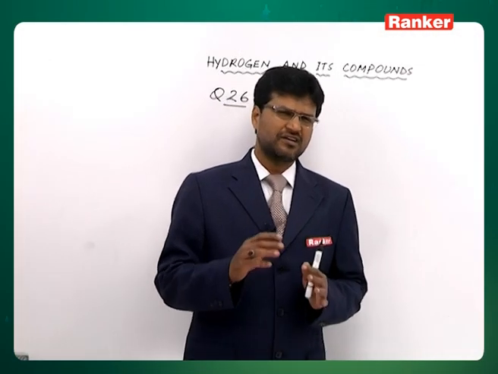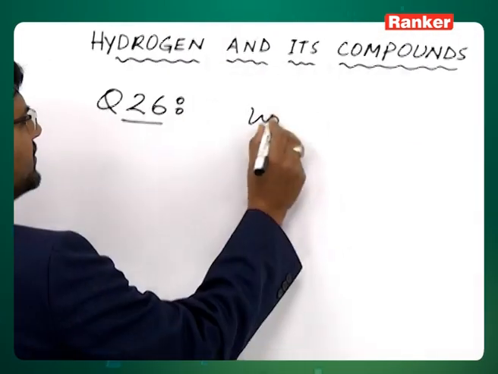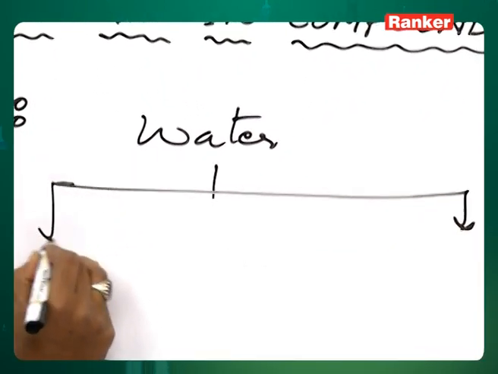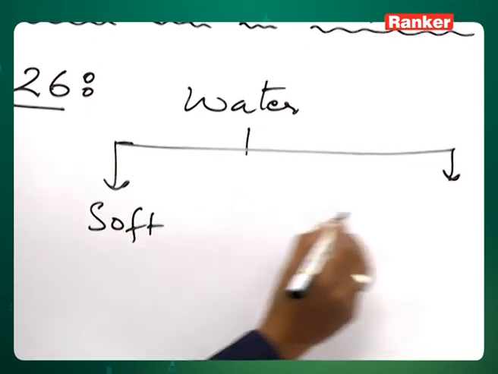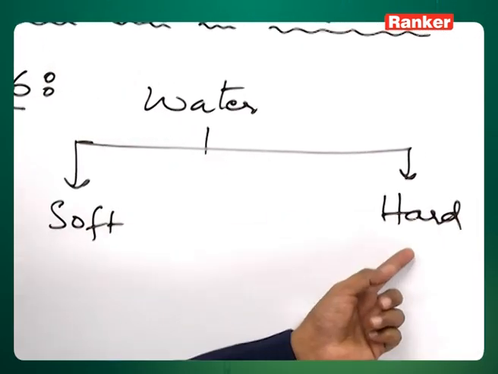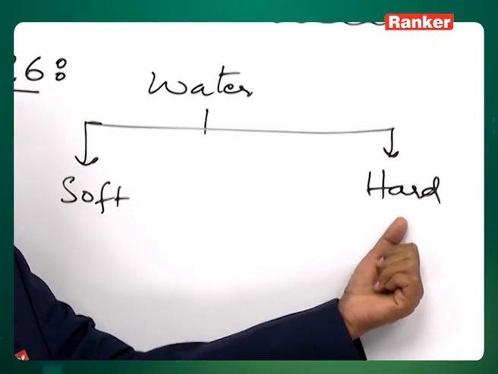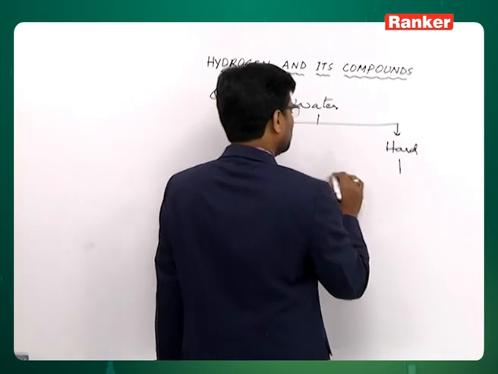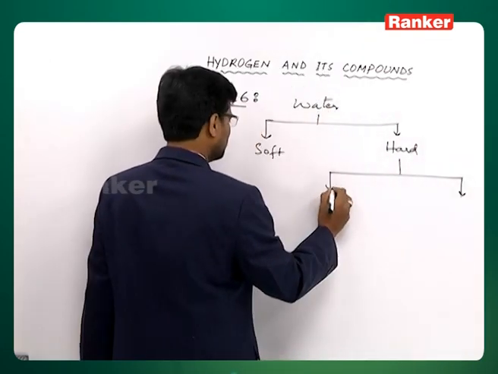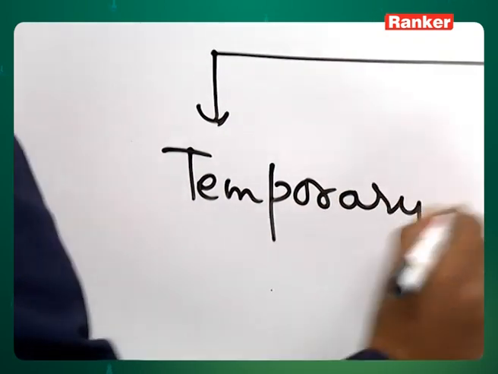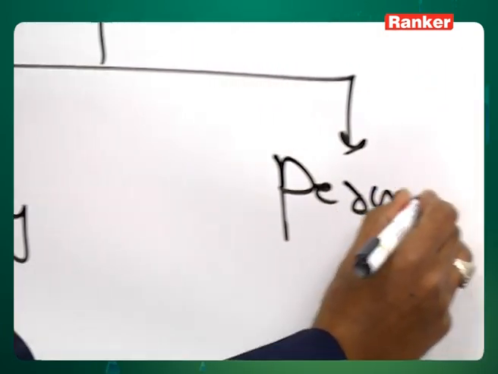For your information, let me tell you that water can be classified into 2 types. One is soft water and the other one is hard water. Soft water readily gives lather with soap. Hard water does not readily give lather with soap. This is caused due to soluble salts of calcium and magnesium. Hard water is further classified into 2 types, temporary hardness and permanent hardness.